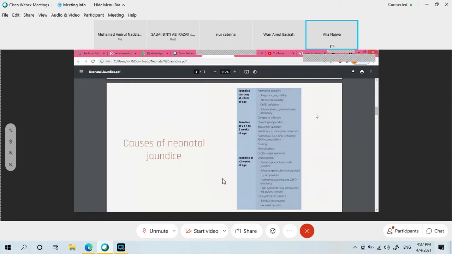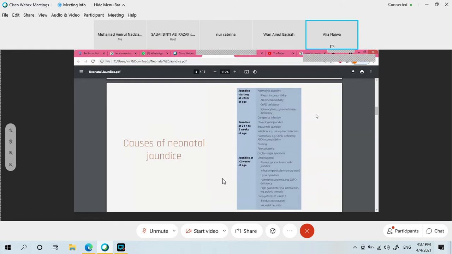Okay, so this is basically the causes of neonatal jaundice. So basically the causes are related to the onset of jaundice. If the jaundice starts within the first day of age, or less than 24 hours, most likely the causes will be hemolytic disorders. It can be rhesus or ABO incompatibility, or it can be due to enzyme defects like G6PD deficiency, or membrane defects like spherocytosis, pyruvate kinase deficiency, and also congenital infection.